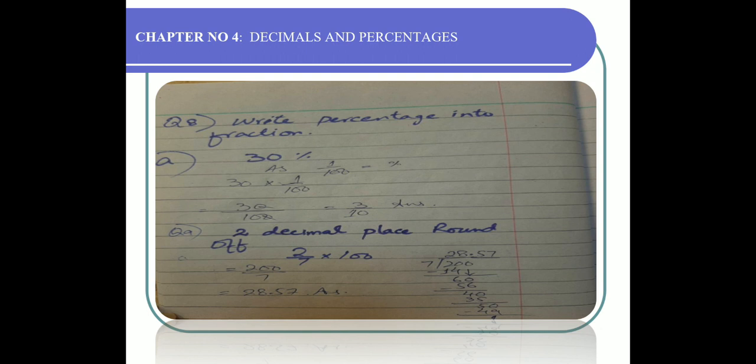30 multiply 1 by 100. So multiply it, 30 multiplied by 1 gives 30 over 100. Simply divide it, cut the zeros, and 3 by 10 is the form of fraction, so it will be converted.